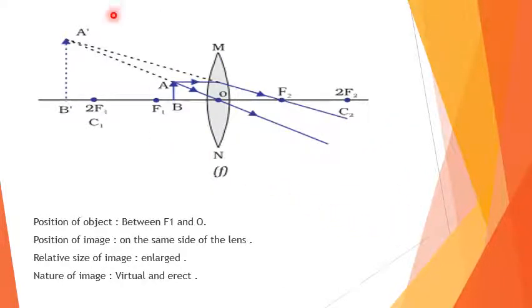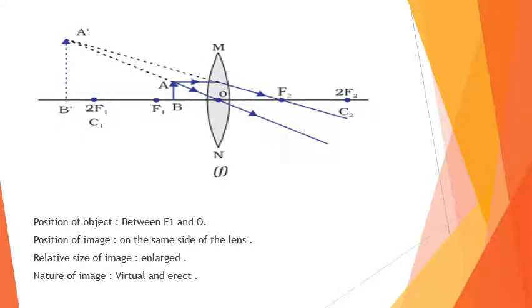Then the last ray diagram, when the object is between O and F1, optical center and F1. One ray parallel to the principal axis, after refraction passes through the focus. Second ray passes through the optical center. Now these two lines do not seem to meet on this right side. If you go back, you will see a dotted line, and the image is formed on the same side of the lens as the object. And how is it? It is enlarged, big in size. But it is now virtual and erect, straight, imaginary and direct.